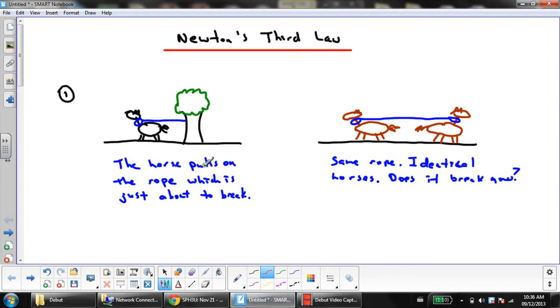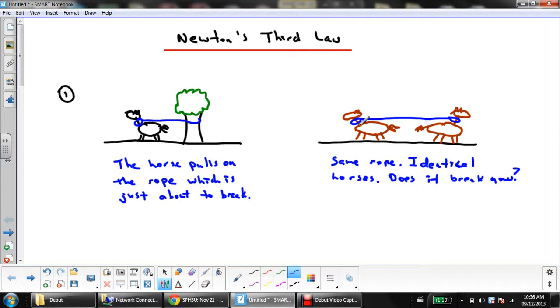All right, Newton's third law. Let's talk about it. We got a horse. It's kind of a chubby horse with a rope around his neck or attached to some harness. Don't get carried away, I'm not going to draw a harness. Attached to a tree here. It's wrapped around this tree. And the horse is pulling as hard as he can, and the rope's just about to break.